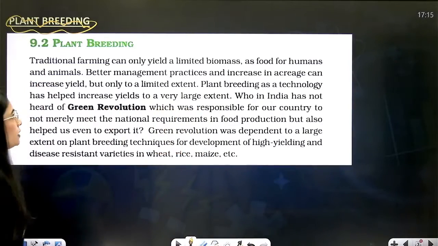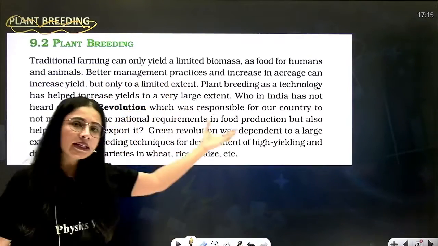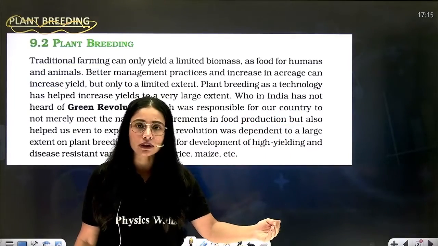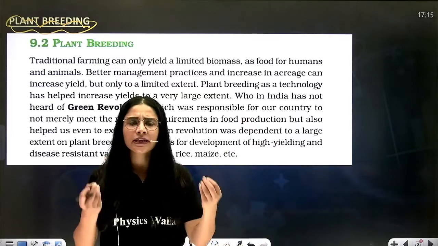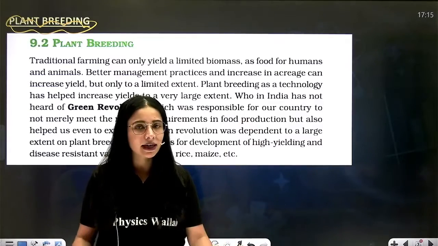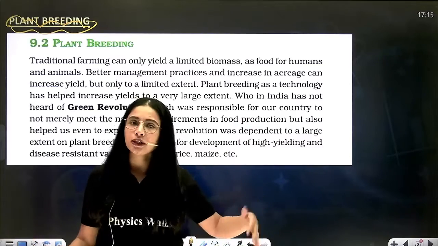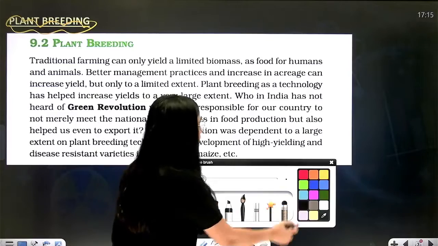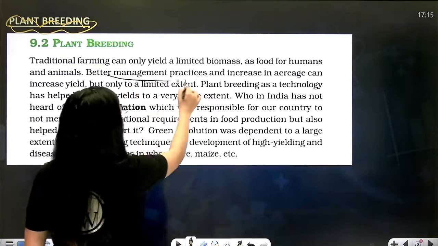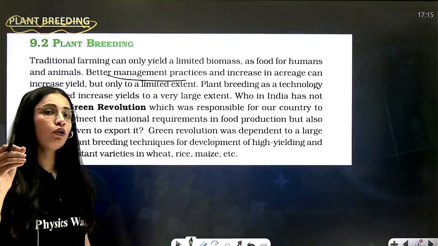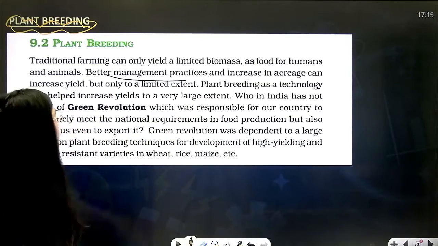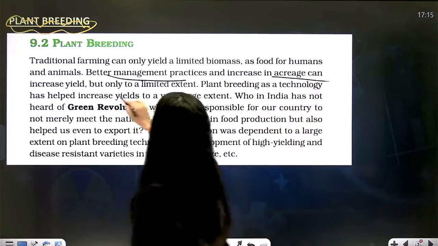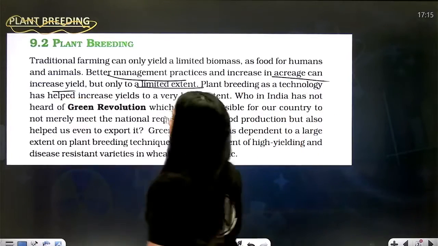So traditional farming can only yield a limited amount of food. If you are simply using a bullock cart and simply dependent on rain for water, then automatically limited biomass, limited food will be generated. That will not be sufficient for feeding the people, as food for humans and animals. However, this amount of food produced will not be sufficient. So better management practices and increase in acreage can only increase the yield, but again to a limited extent.